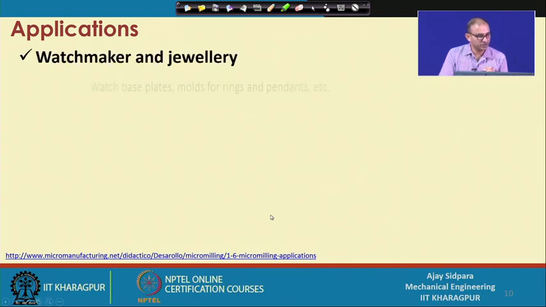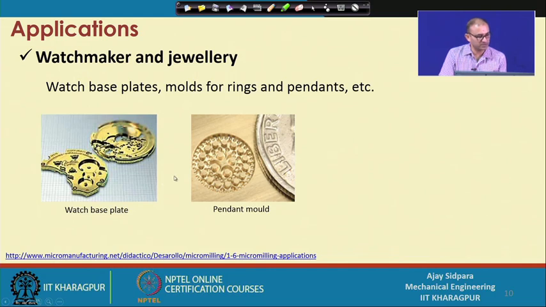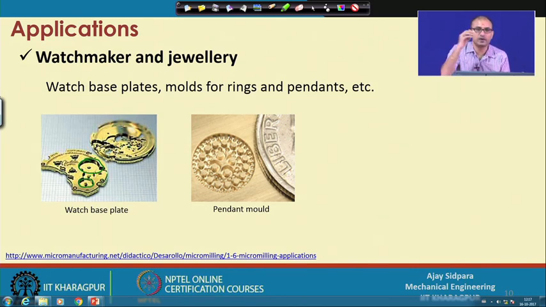Then watchmaking and jewelers, watch base. These are the two major applications. The watch base plate is a very old application, because watches have been available for a long time, and you have seen that these are different types of components. Now, you can see there are very small projections, there are cavities, and then you have to drill very small holes to incorporate those small gears and some other mechanisms. So, how to do all these things?